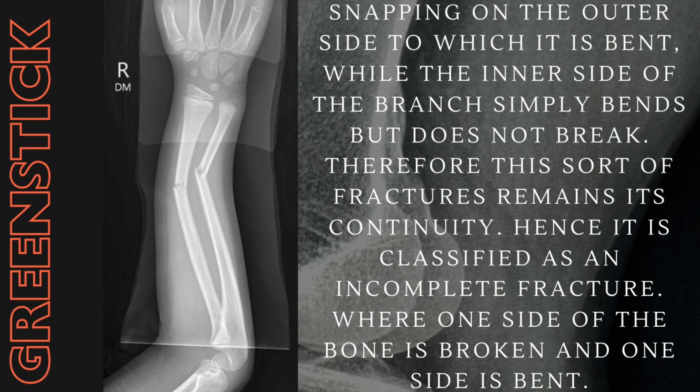So from that, green stick fractures occur almost exclusively in children. This occurs because children's bones are soft and flexible and able to bend more than adult bone. So they can break on just one side of the bone.